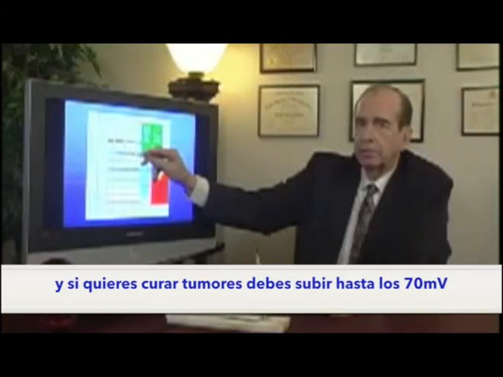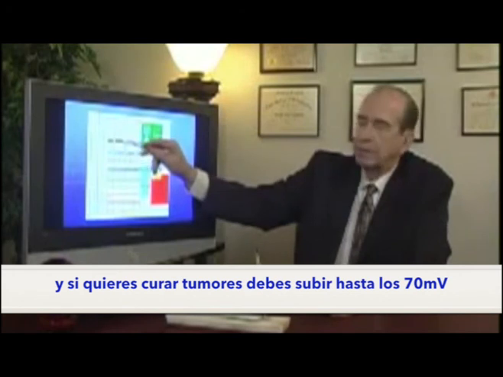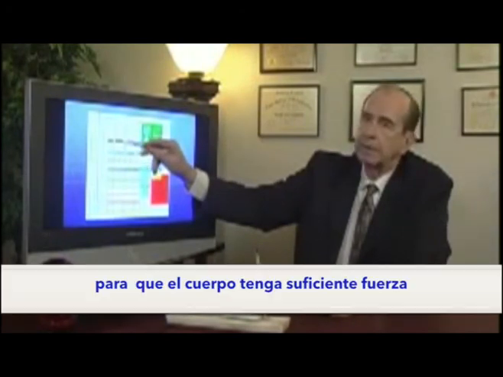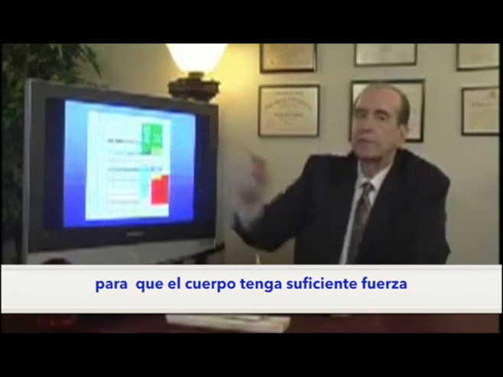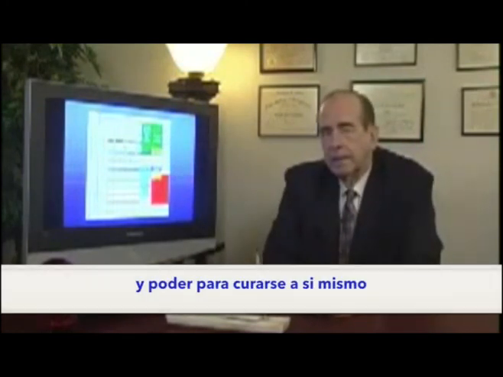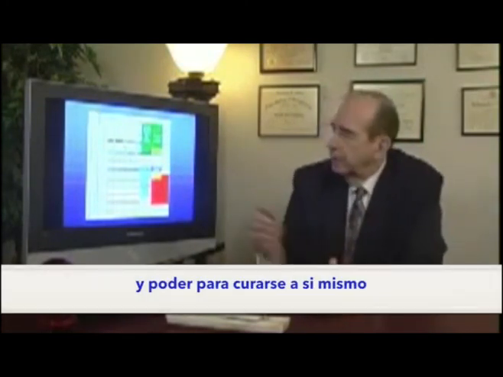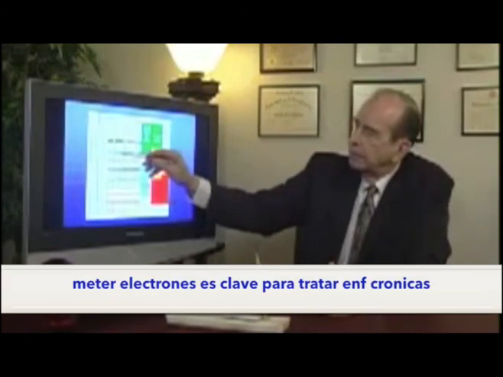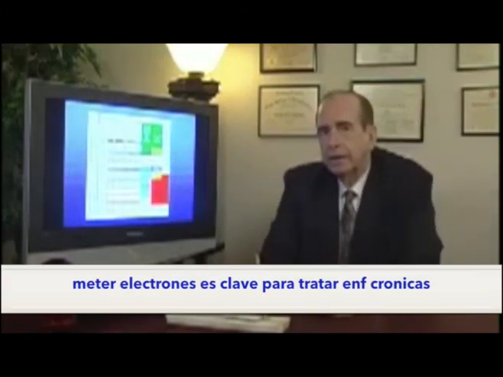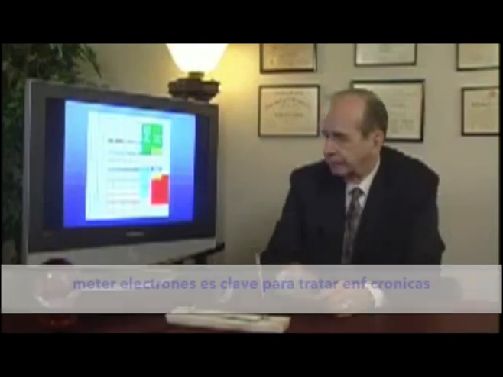And if you have tumors or serious infections, you have to get up to about minus 70 millivolts of electron donor status in order for the body to have enough power to heal itself. So putting in electrons to push the voltage back up is key to healing all chronic disease.